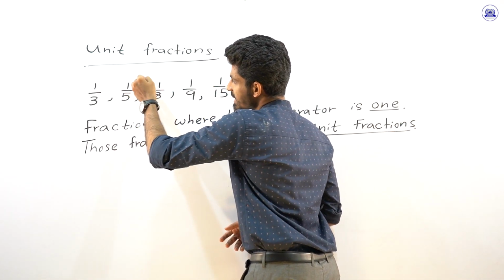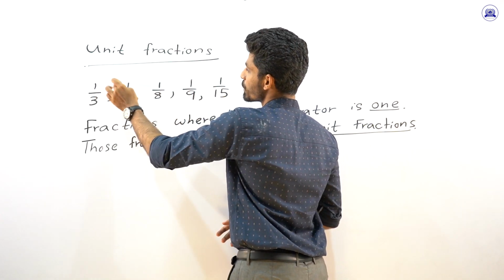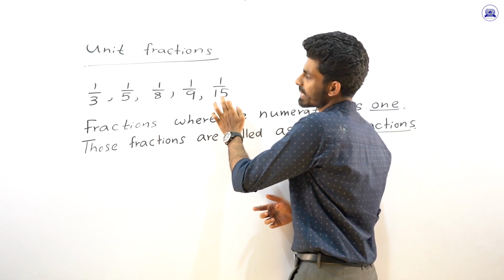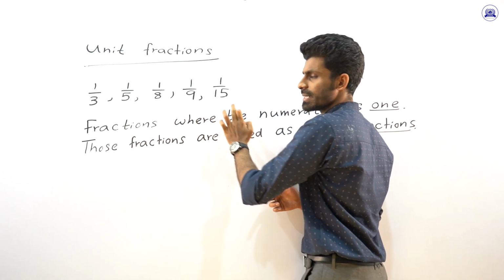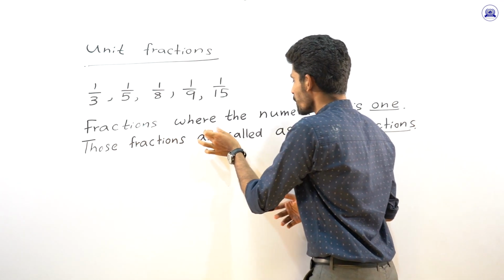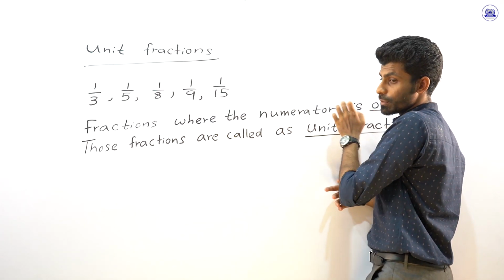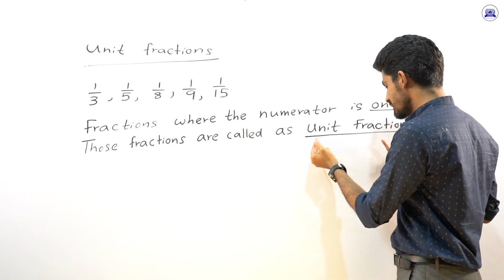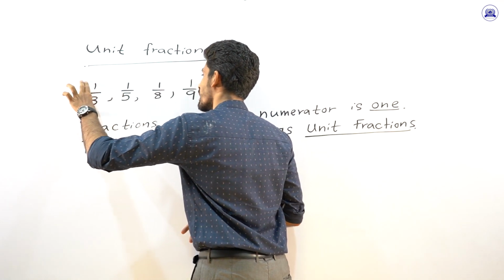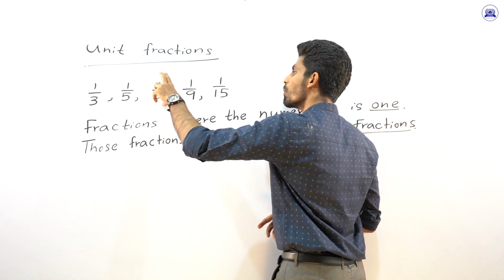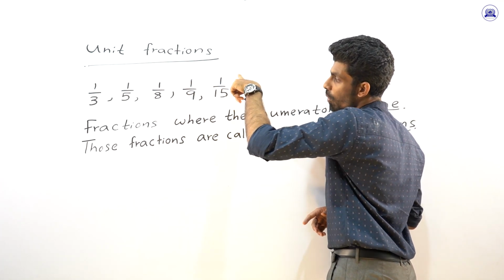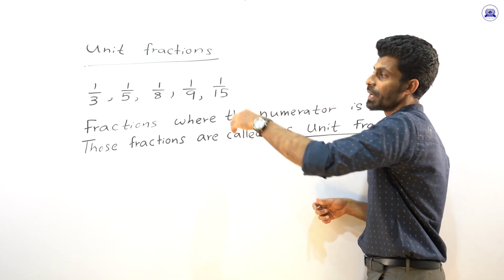In unit fractions, you can clearly see the numerators are all 1. Look at the denominators, those are different, it doesn't matter. The numerator should be equal to 1. Fractions where the numerator is 1 are called unit fractions. Can you see the examples? 1/3, 1/5, 1/8, 1/9, and the last one, 1/15.